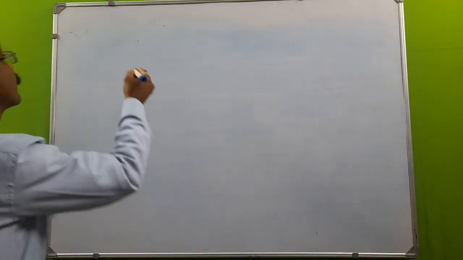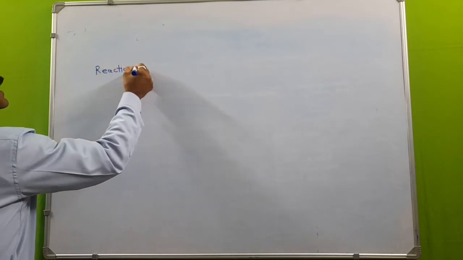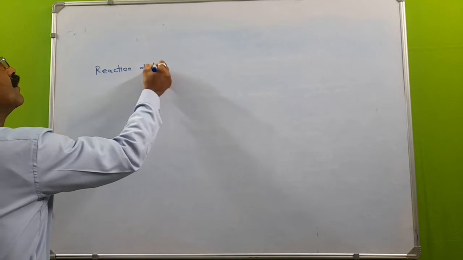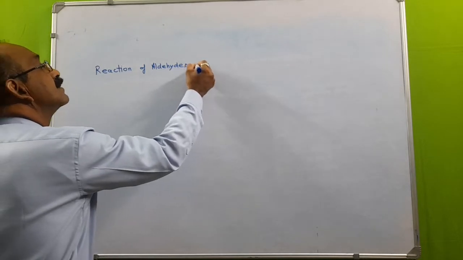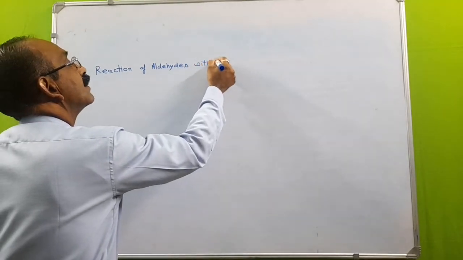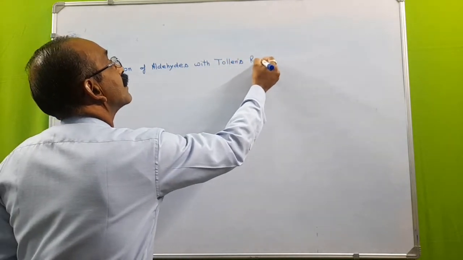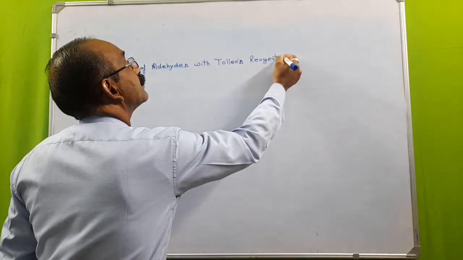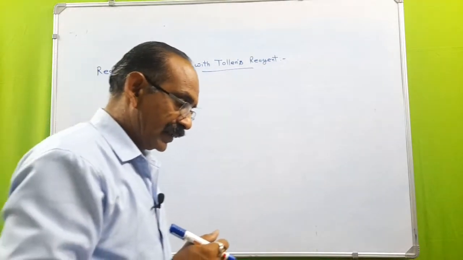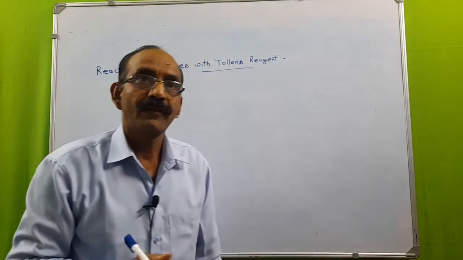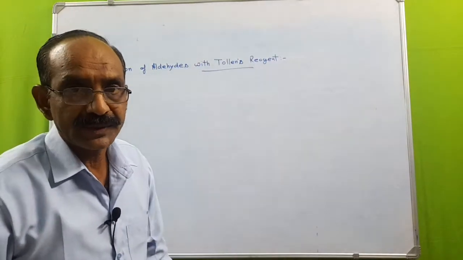Reaction of aldehydes with Tollen's reagent. This reaction is very useful for making distinction between the aldehydes and ketones.